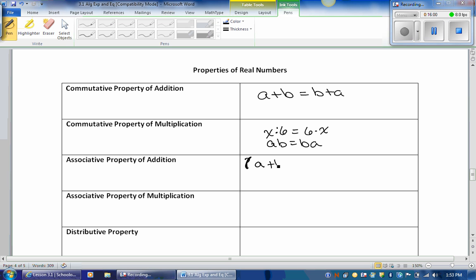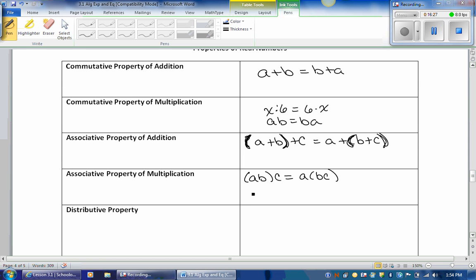A plus B plus C equals A plus B plus C, with different grouping. So if you notice the associative property, it's changing where your parentheses are. It's changing what it's grouping. Same thing with associative property of multiplication. If I had AB times C, this would be the same thing as A times BC. It's just changing what's being grouped.